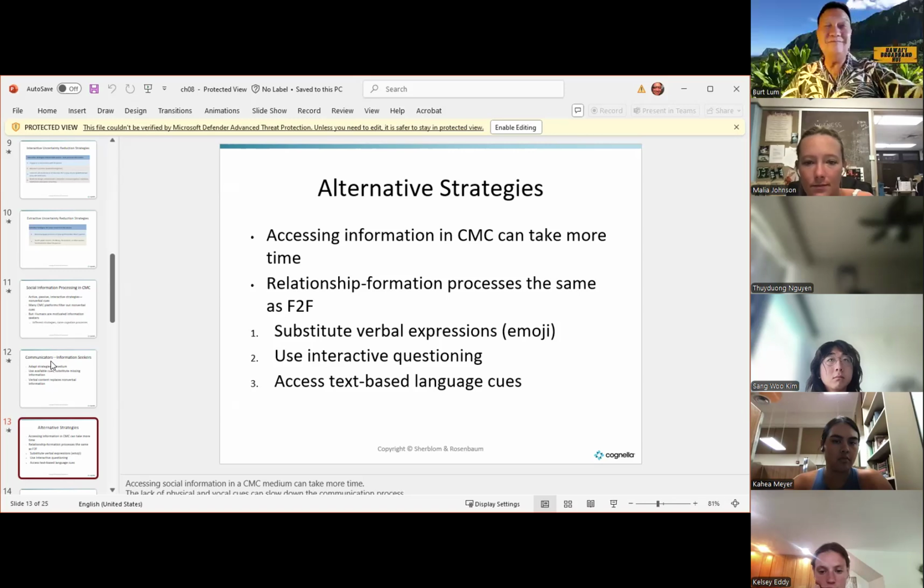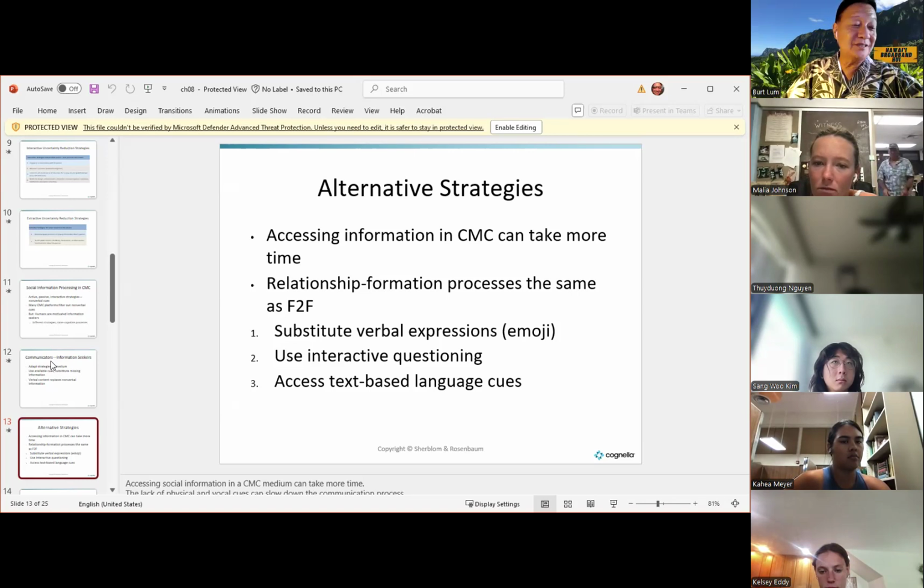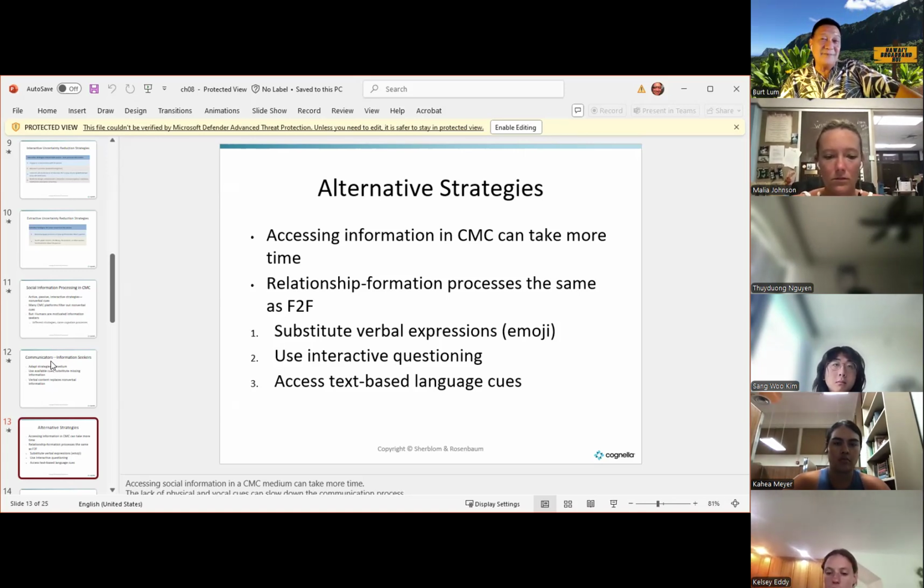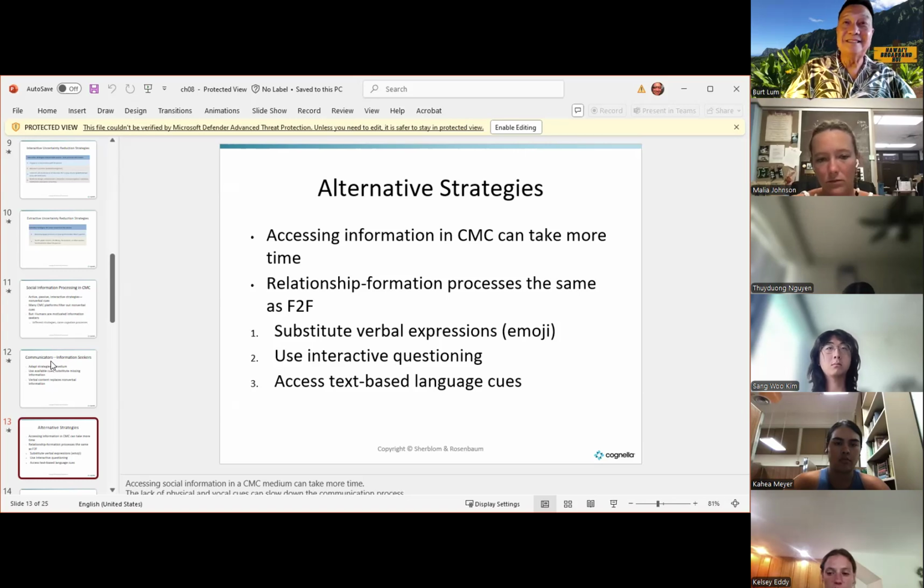That's again just the ability to ask the right questions, get the right responses, see if the door continues to open. Access text-based language cues. And again, before the emojis, there were some of those text-based cues. It could be using the semicolon dash apostrophe for a smiley face, or it could be just those abbreviations, like I mentioned, LOL. So those are some of the alternative strategies to getting to know somebody.